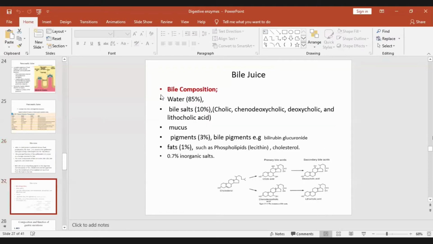When you see the bile juice composition, there is water, obviously bile salts, right? Chenodeoxycholic, deoxycholic, lithocholic acids. These are the acids, and when they combine with sodium and potassium, they form the salt. And there is mucus in this bile juice. Bile pigments are generally bilirubin and biliverdin. Such pigments are also found in bile juice. Fats, 1%, phospholipids, lecithin, cholesterol. Okay, so these are the composition of bile juice.